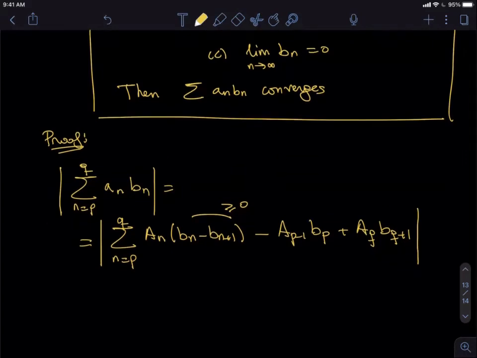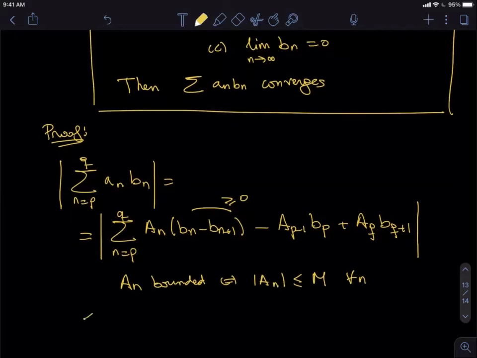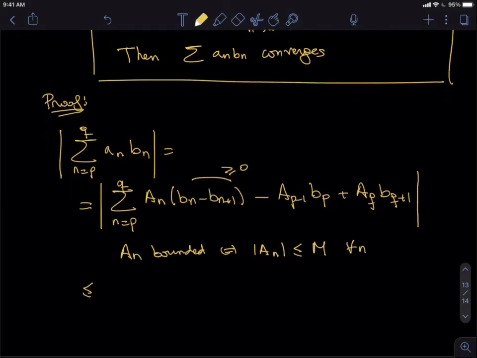Here, we are not going to apply the triangular inequality because we will lose important information. Instead, what we are going to use is that A_n is bounded, which means that A_n is less or equal in modulus than some constant M. So we can actually bound every A_m that appears here by M.